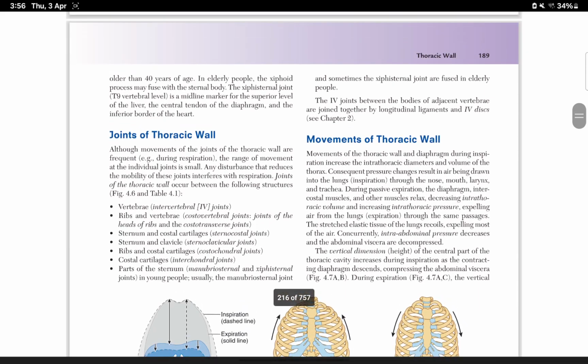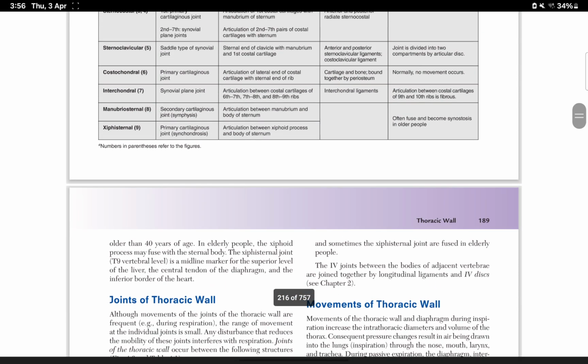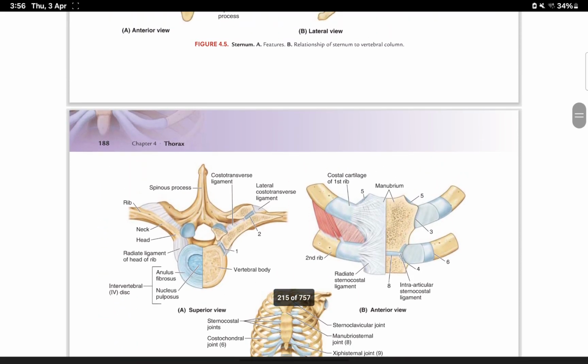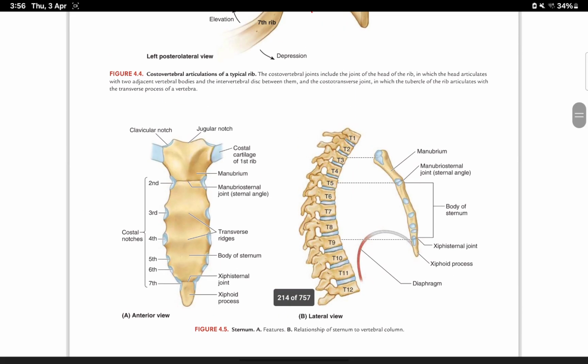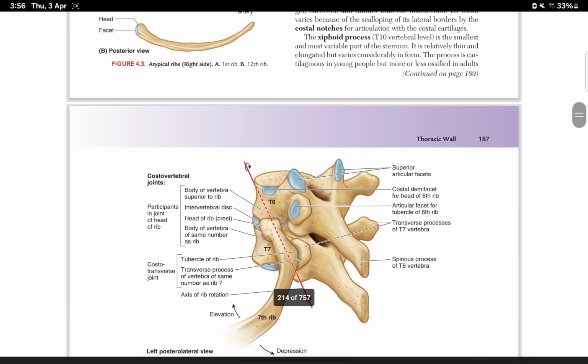So that's all. We will discuss movements of the thoracic wall in the next lecture. In this whole topic, the only important thing is the table of joints of the thoracic wall. Also, we have to remember the thoracic vertebrae, typical and atypical, and the most important thing in the sternum is the sternal angle, also called the angle of Louis. Remember that typical vertebrae have two facets and atypical have only one facet.